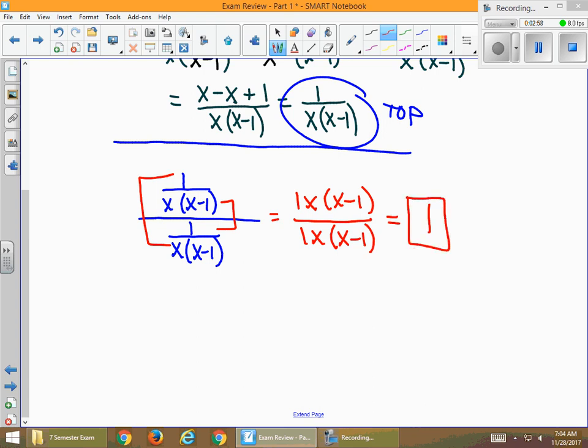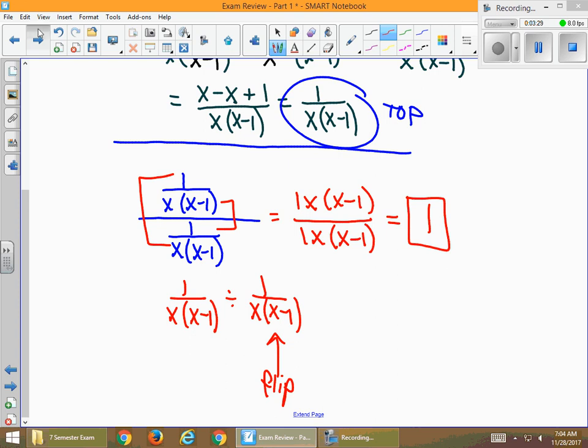I know it seems way too simple, but it's not. It's a good one. If you don't like stacking and you want to flip the second and multiply, the bottom is the one that you end up flipping. Or you can recognize that you have the exact same terms and anytime you divide something by itself, you get 1. That's a pretty one.